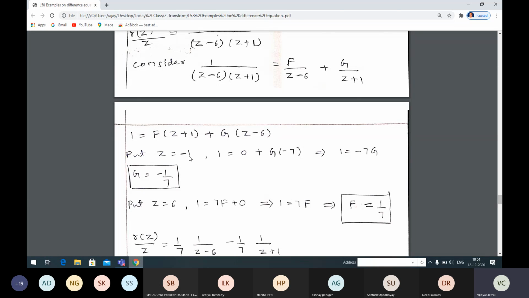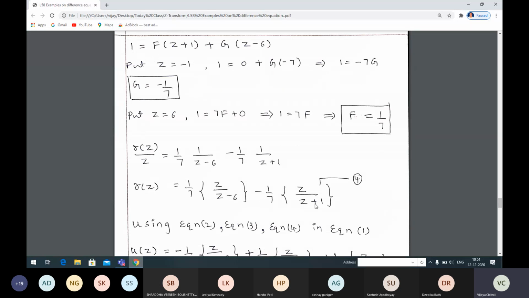So substitute Z is equal to minus 1. So 1 is equal to, this will be 0. 1 minus 1 minus 6 is minus 7. So 1 is equal to minus 7G. G is equal to minus 1 by 7. Now put Z is equal to 6. So 1 is equal to 7F because 6 plus 7F and this is 0. So 1 is equal to 7F. F is equal to 1 by 7.